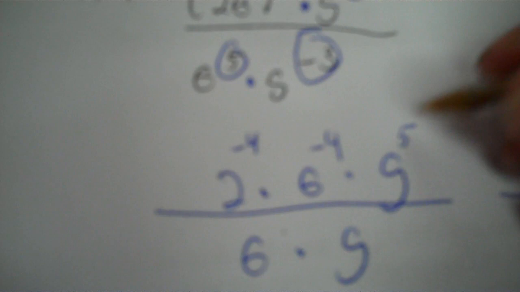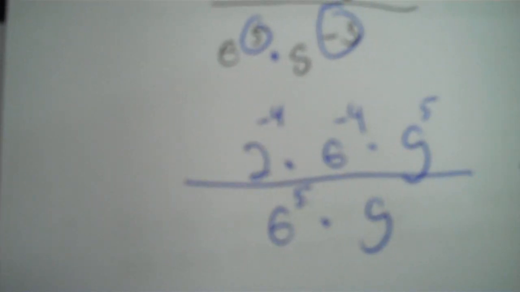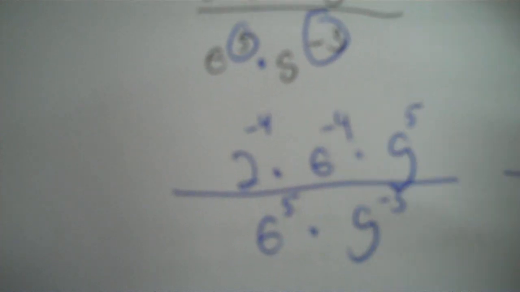Same with the g's. Okay, so 2 to the 1, but that's in parentheses. 1 times negative 4 is negative 4. Now the e, 1 times negative 4 is negative 4, and then the g is to the 5th, but it's not in parentheses, so we just bring the 5 down. Now on bottom we have e to the 5th, but that's not in parentheses, so it just remains e to the 5th, and the same with the negative 3.